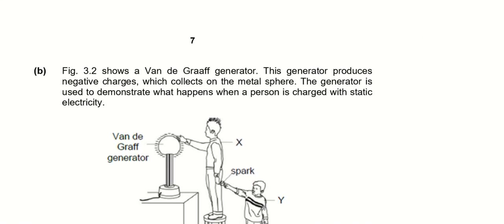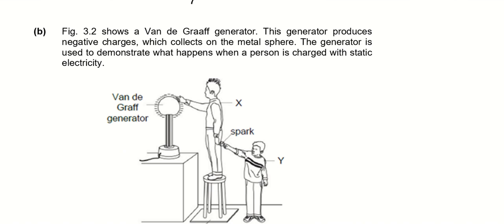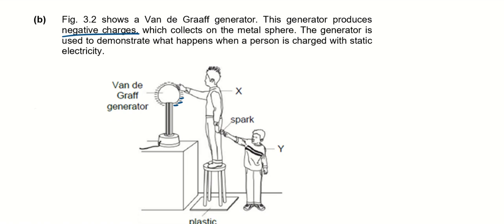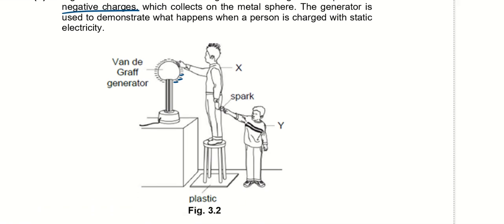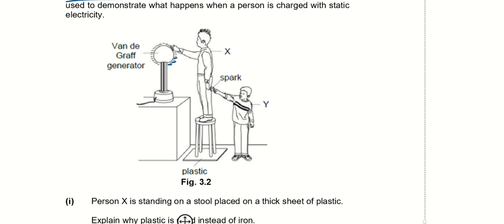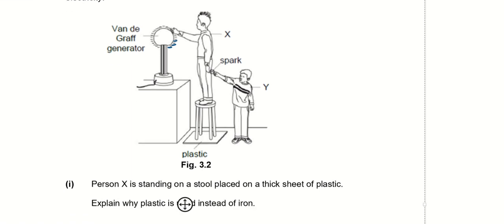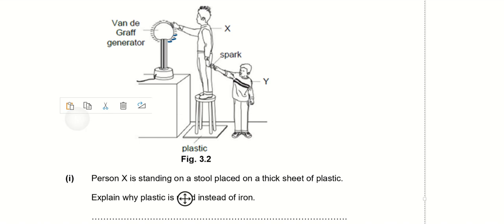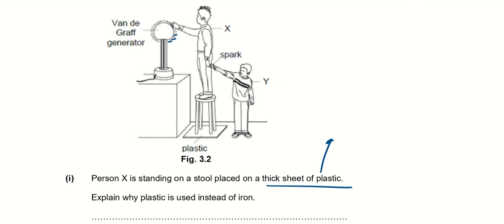Okay, now figure 3.2 shows a Van de Graaff generator. It produces negative charges which collect on the metal sphere, right? So all these are the negative charges. The generator is used to demonstrate what happens when a person is charged with static electricity. Okay, so you see this person X, right? Y tries to touch him. Okay, what is person X doing? Person X is now standing on a stool placed on a thick sheet of plastic. So plastic, you will know that it is an insulator.